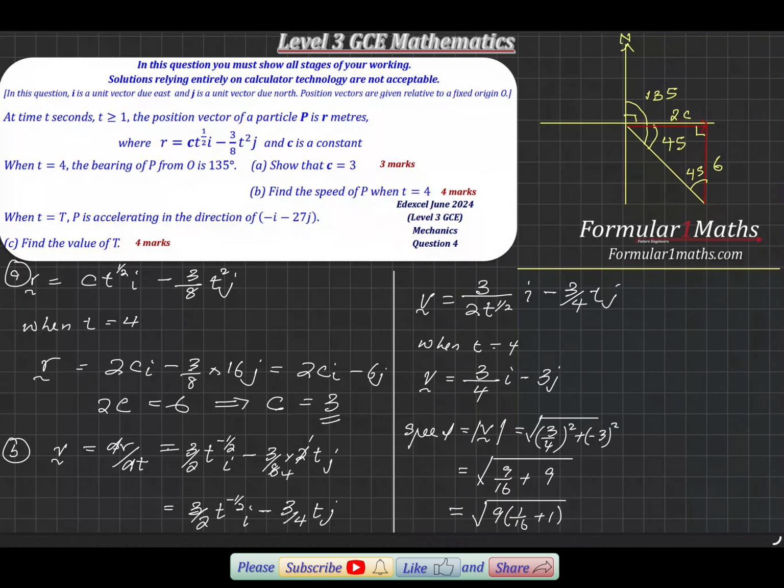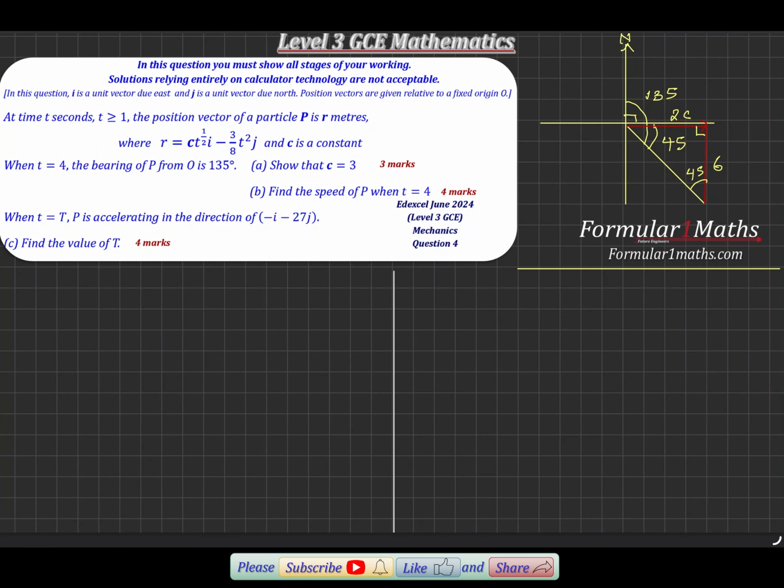If you evaluate that, you're going to get 3.09 meters per second. That's 3 SF. For 2 SF, you're going to get 3.1 meters per second. And that is the solution for part B of the question.